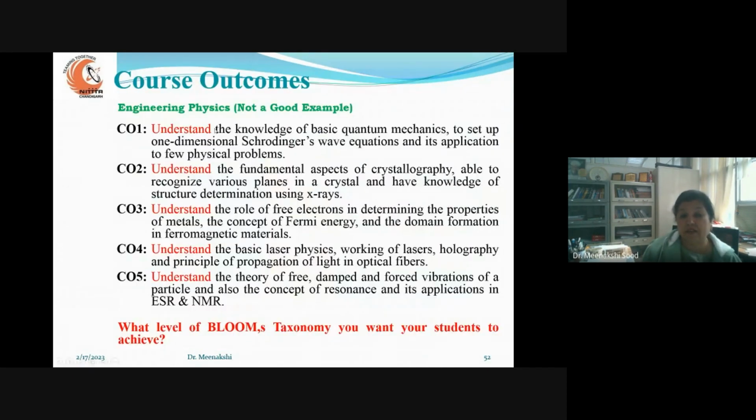This is a very bad example: everything is understand, understand. You cannot measure understand. I say understand the aspects of basic physics or basic engineering drawing, whatsoever. How can you measure how much I have understood or how much another student has understood? So this is a very poor example of writing course outcomes.